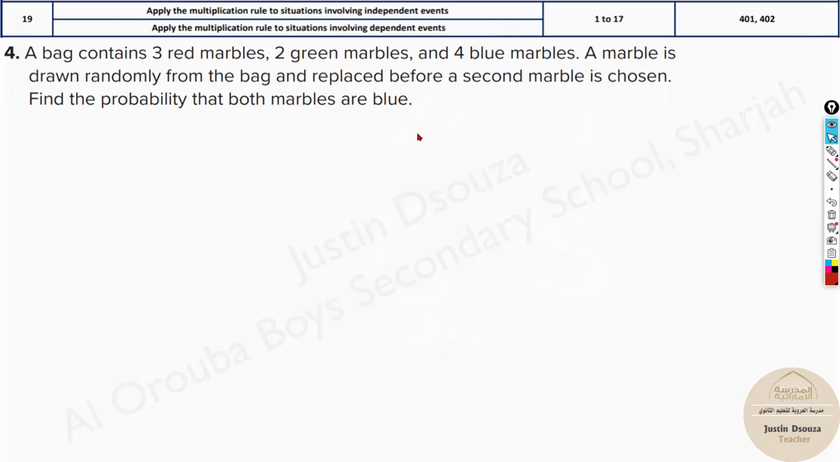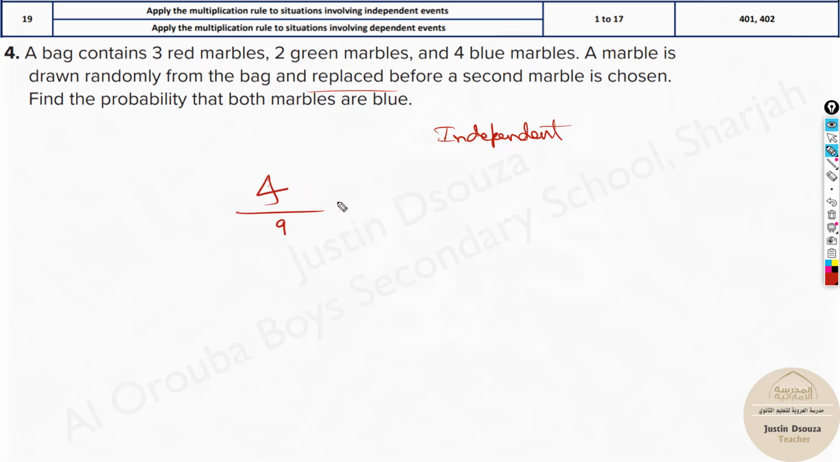Now, here this is a very important word: replaced. Replaced means you choose something and put it back, so the probability is not affected. This is also an independent event. In your exam, please make sure you write this sentence: this situation is an independent event, or something like that. Now, what is the probability that both marbles are blue? What is the total number of marbles? 3 plus 2 plus 4, right? It'll be 9 over here. And what is the number of blue marbles available?